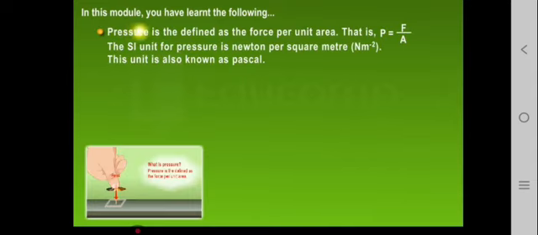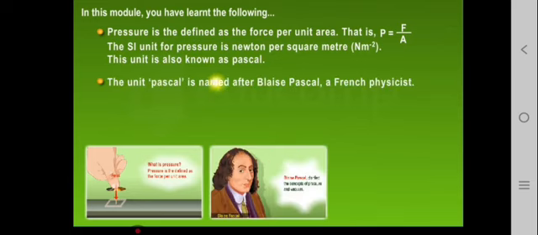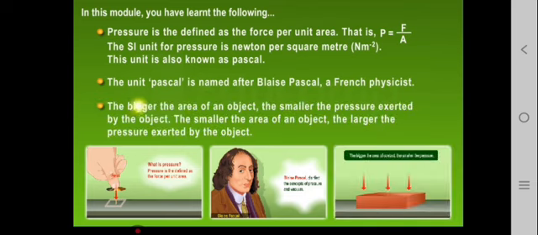In this module, you've learned the following. Pressure is defined as the force per unit area. That is, P is equal to F over A. The SI unit for pressure is Newton per square meter. This unit is also known as Pascal. The unit Pascal is named after Blaise Pascal, a French physicist. The bigger the area of an object, the smaller the pressure exerted by the object. The smaller the area of an object, the larger the pressure exerted by the object.